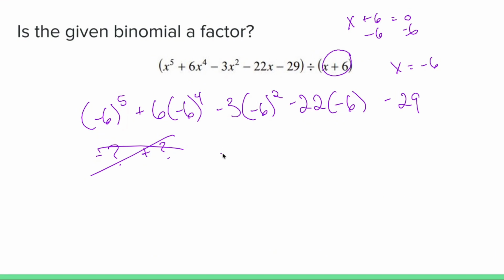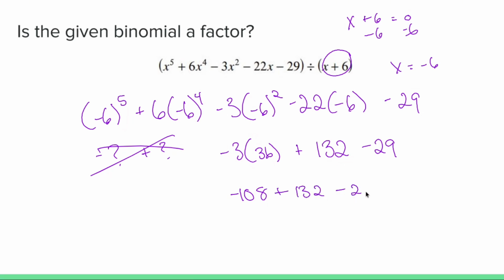Now that's going to be -3 times 36, minus 22 times -6 is going to be plus 132, I believe, minus 29. -3 times 36 is -108, plus 132, minus 29.